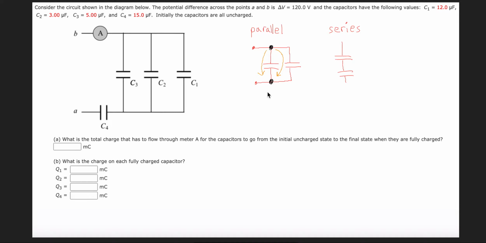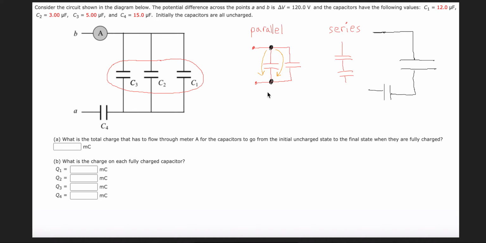So in this problem, we have both parallel and series going on at the same time. So what we want to do is simplify the capacitors that are in parallel. And what we'll do is we'll redraw the circuit. We'll redraw it with just one big capacitor in the place of where those other three were originally. And we leave everything else alone.